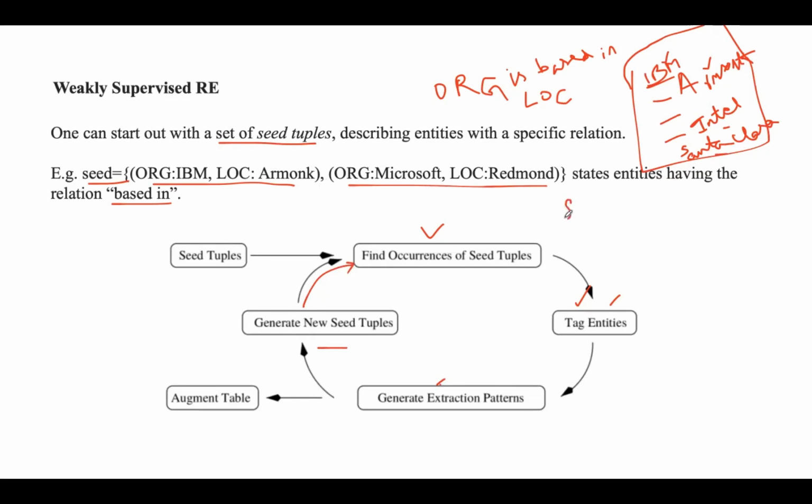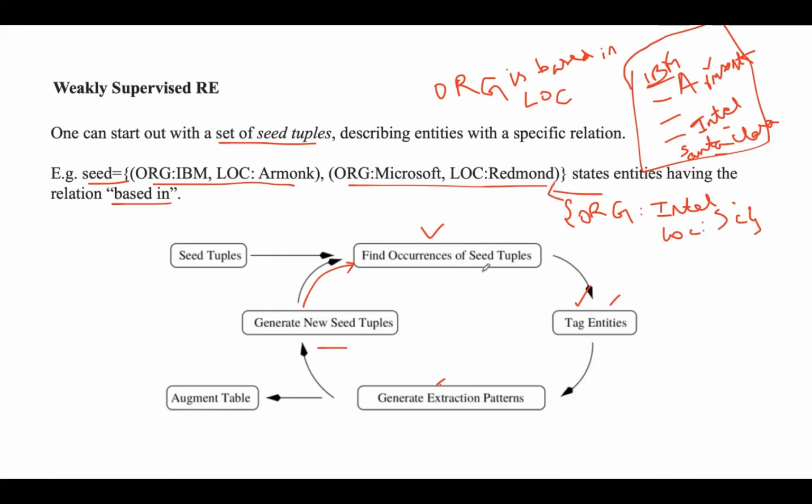So first we extracted Intel, Santa Clara, and we generated a new seed tuple like this. So now the new seed tuple will be organization is Intel, location is Santa Clara. Earlier we had this one. Now we have a new one. So you need to add this new one to the seed set. And along with these two, now this also becomes part of the seed set.